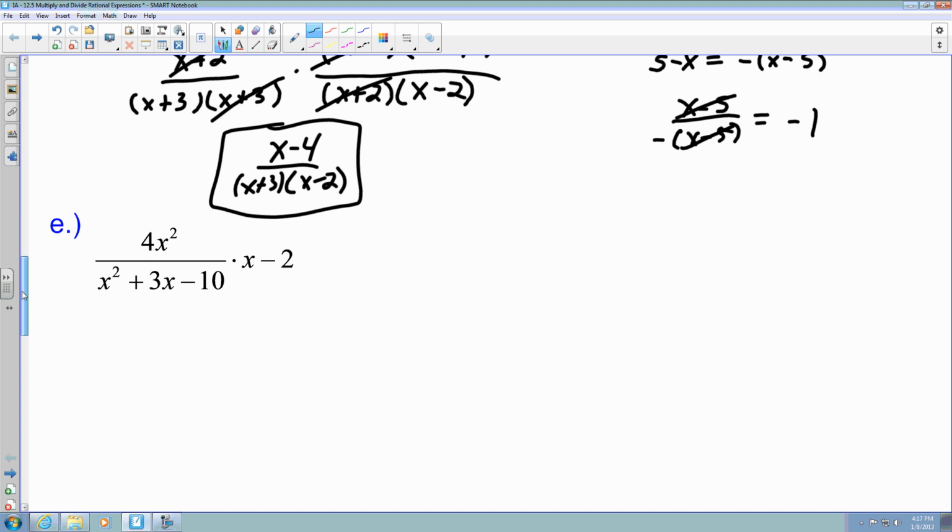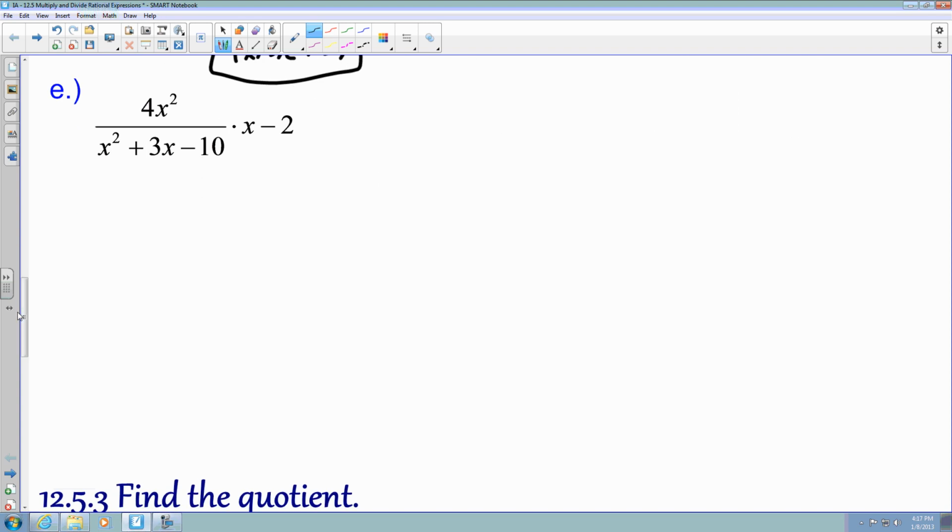And one more example for products. I got 4x squared over x squared plus 3x minus 10 times x minus 2. And if you ever are dealing with one that has a fraction and one that does not, I can always just rewrite this as over 1, if that helps you.